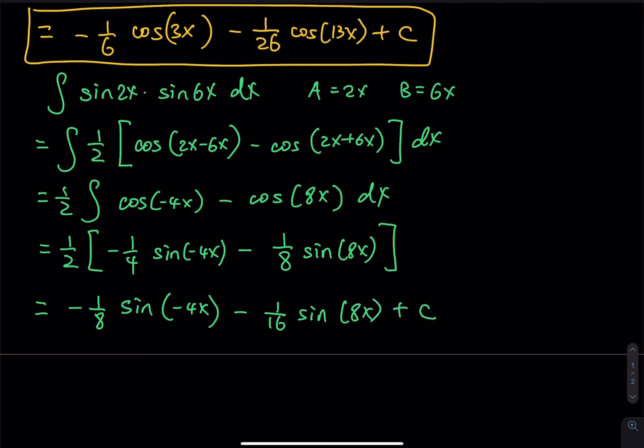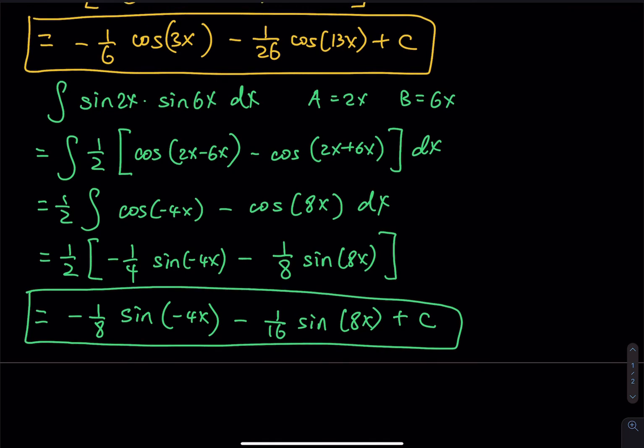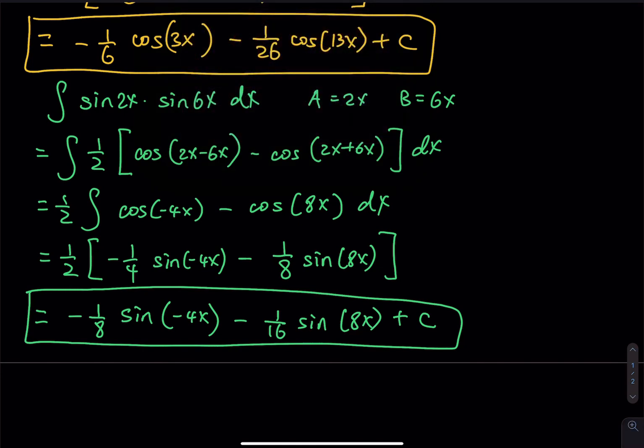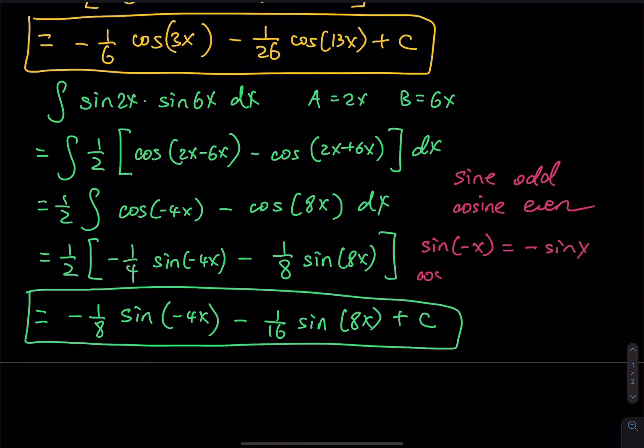Are we done? If you are doing this on paper, I do accept this answer. However, there are a couple of things you have to know regarding the sine function. Let me do that in red. Sine is an odd function, and cosine is even. You studied this back in trigonometry. What does odd function mean? An odd function means if you replace x with a negative x, you get a negative times the function. An even function is if you replace x with a negative x, you still get the function itself.